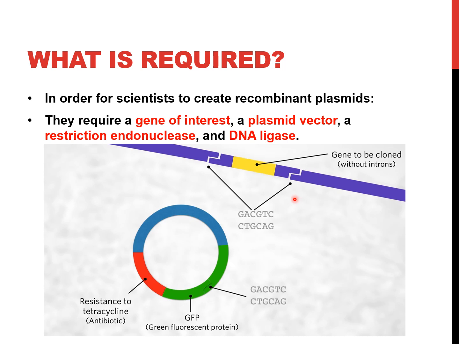So what is required? Again, we're just going to look at the same things we looked at before, but we're going to add in some of the things that we learned about last video. In order for scientists to create a recombinant plasmid, they require a gene of interest, obviously seen here. This is what was shown in the blue before. It's just a gene that they've taken from a eukaryote, and as you can see, it notes that there's no introns. So how would we get a piece of DNA from a eukaryote without introns? You should be able to answer this based on what we've learned last class. I'll give you a few seconds to figure that one out.